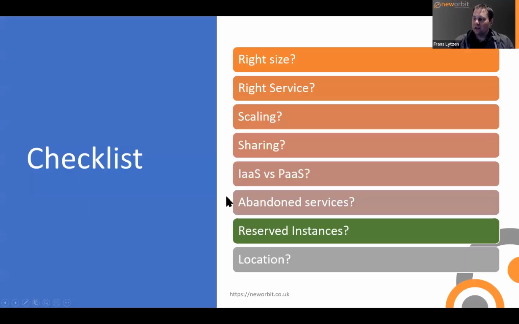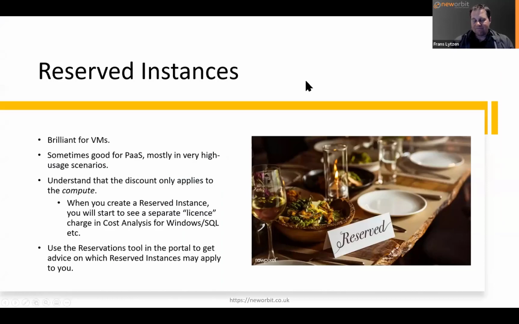And then reserved instances. I always get asked about this one because it's like, that's the big savior. It is and it isn't. It's fantastic for VMs. If you're using VMs, even the smallest VM, you can save money by using reserved instances. There is a concept of reserved instances for PaaS, but in most cases, it only applies when you're doing seriously large scale.